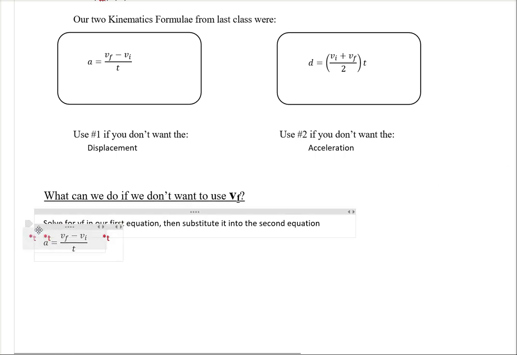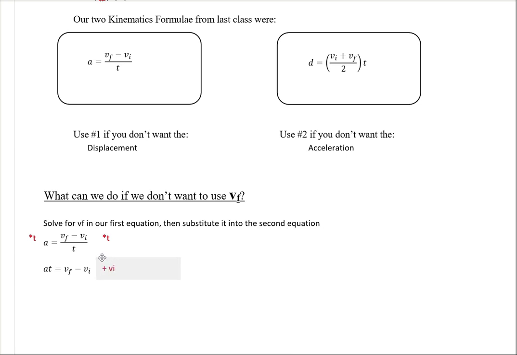You can see me doing my little algebra in red there. I should end up getting a result of a times t is equal to Vf minus Vi. And that's almost isolated for Vf. I just have to do the opposite of what's happening. So Vf is being subtracted by Vi, so if I just add Vi, and what you do to one side, you do to the other, I just added Vi to both sides, you can see here.